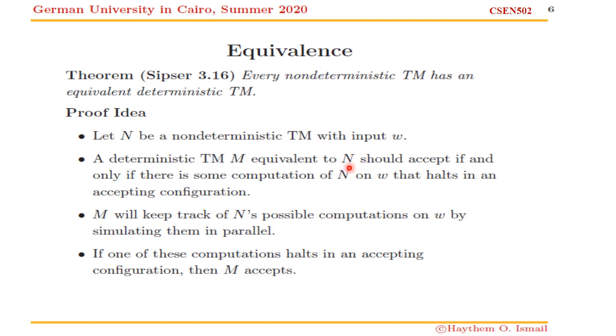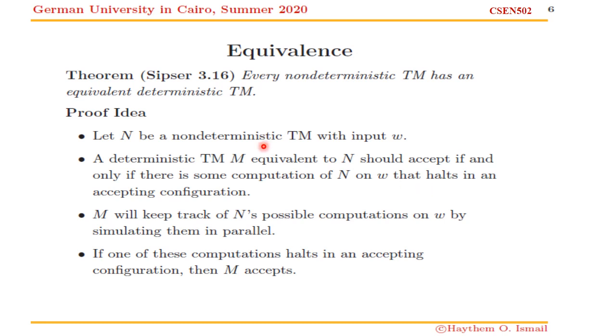Because imagine that one of those computations of N runs forever on w. Suppose that the first computation that M will simulate is a computation that runs forever on w, and the next computation accepts w. Now, if we're going to do the simulation sequentially, then M will start simulating the first computation on w, but that computation never halts. It never stops. So it will be stuck in that simulation forever, and it will never pay attention to the next simulation, which would actually allow it to accept the string.